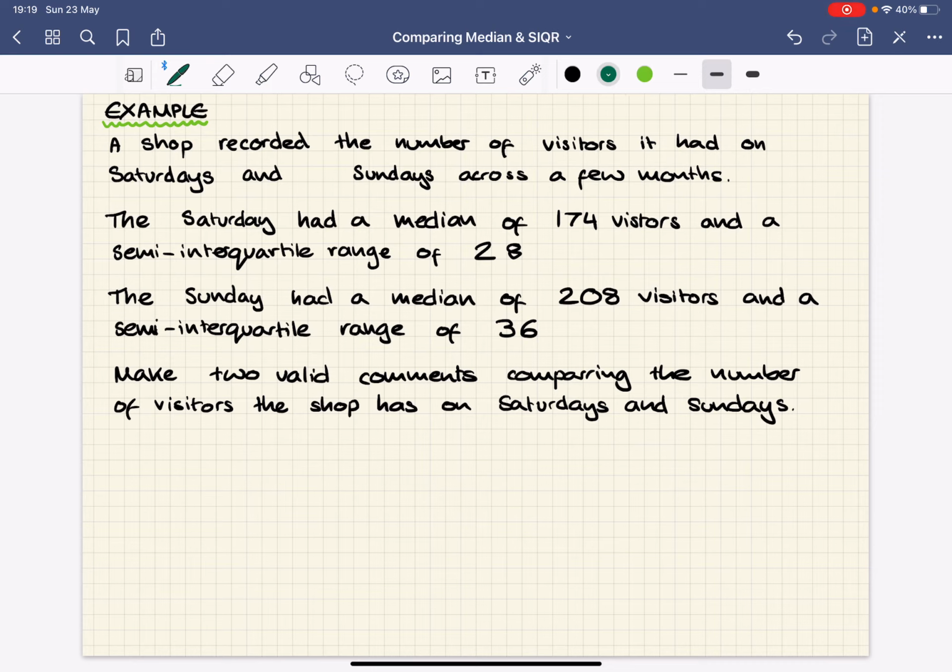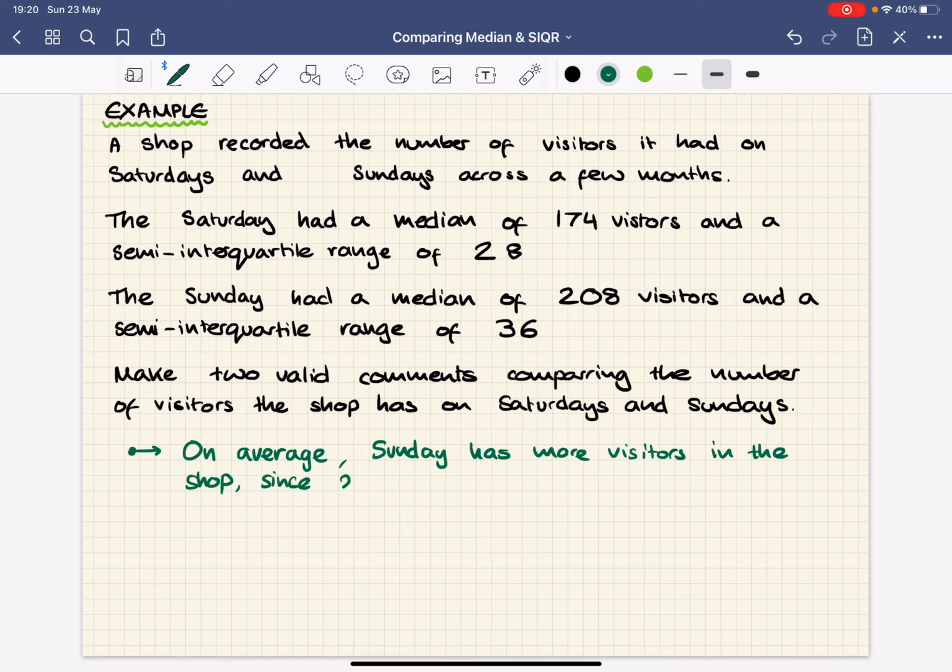Okay, so to start off with, I would say on average, so here I'm comparing my median. On Saturday the median was 174, Sunday the median was 208. So I'd say on average, Sunday has more visitors in the shop. So there's my context. Since 208 is more than 174.